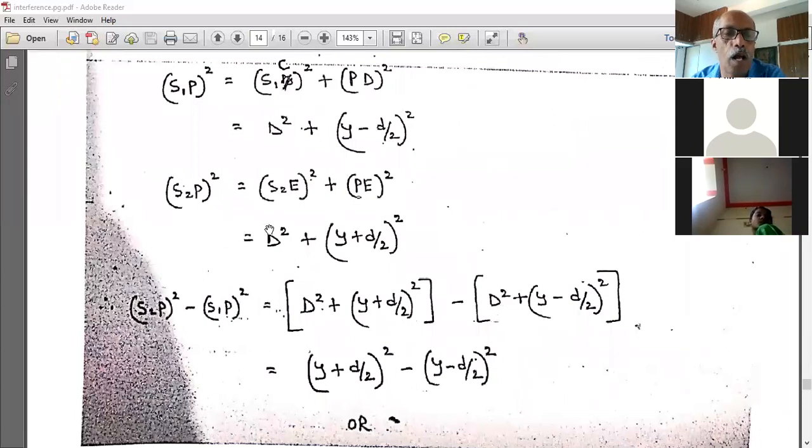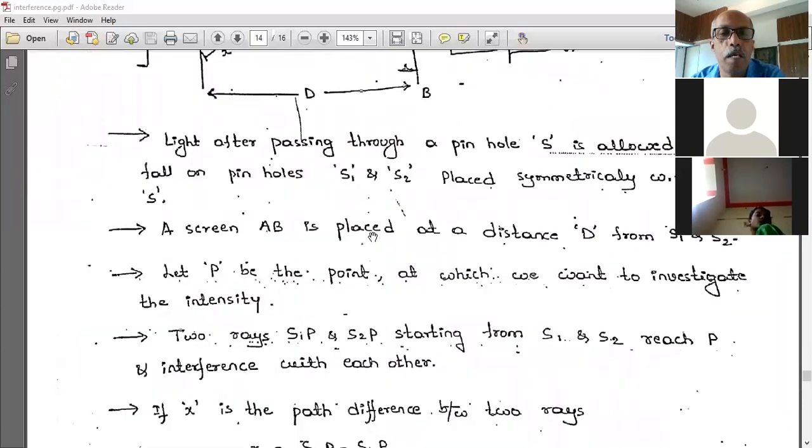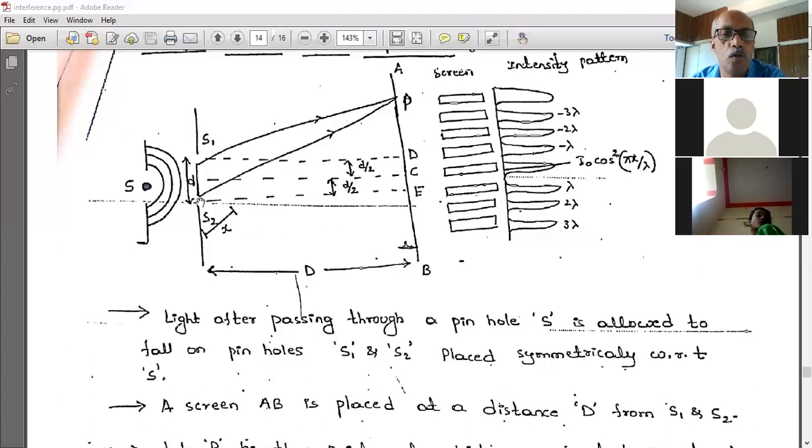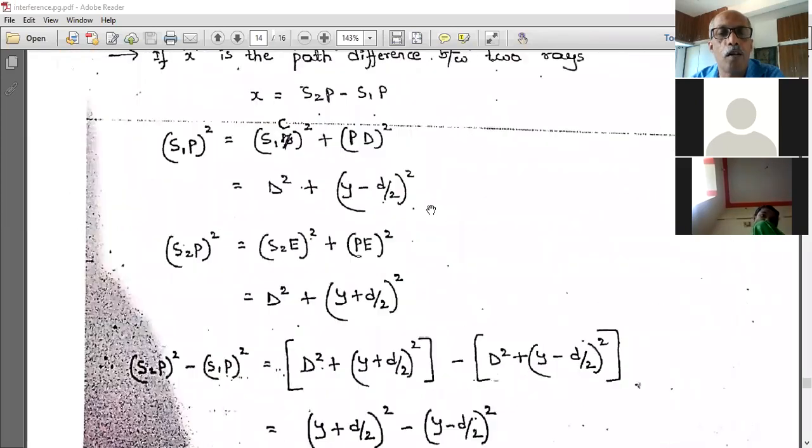Similarly, we have one more triangle, S2PE. Again, using Pythagoras theorem, in this triangle S2PE, S2P square is equal to PE square plus S2E square. S2E square is again equal to capital D square. PE is equal to PC plus CE. PC is y, CE is d by 2. Therefore, it is y plus d by 2, whole square.